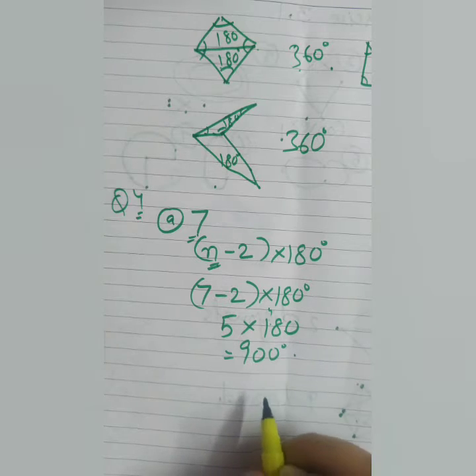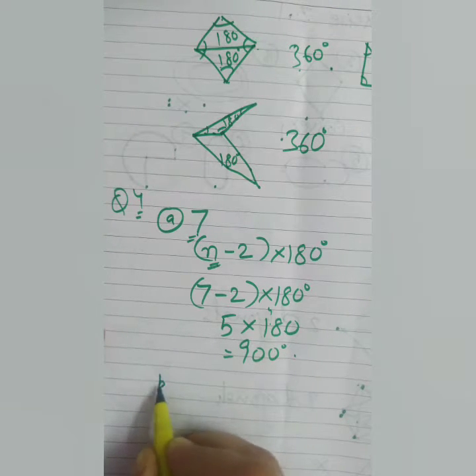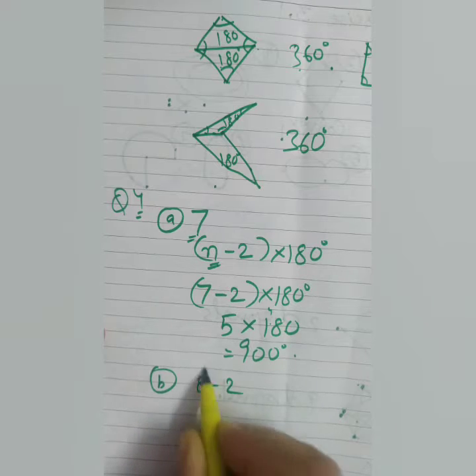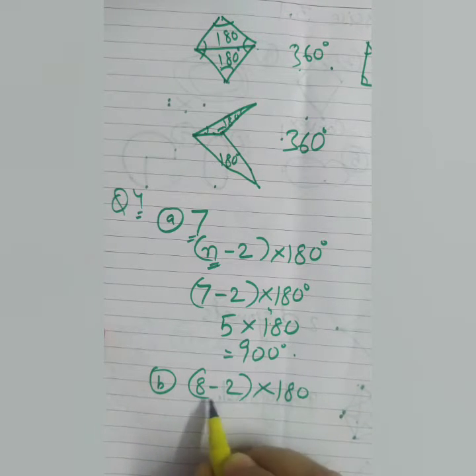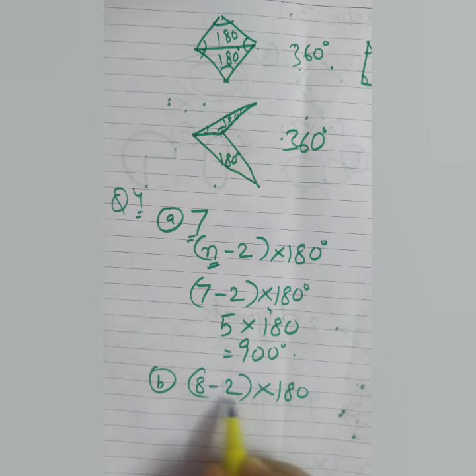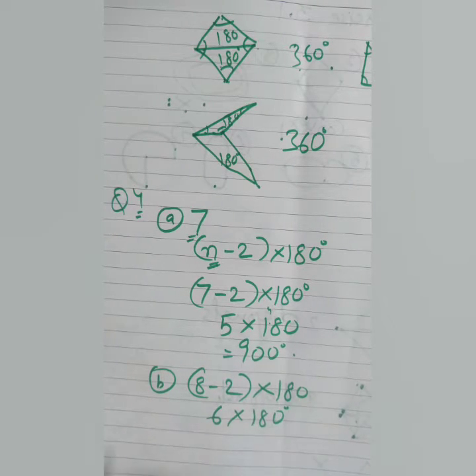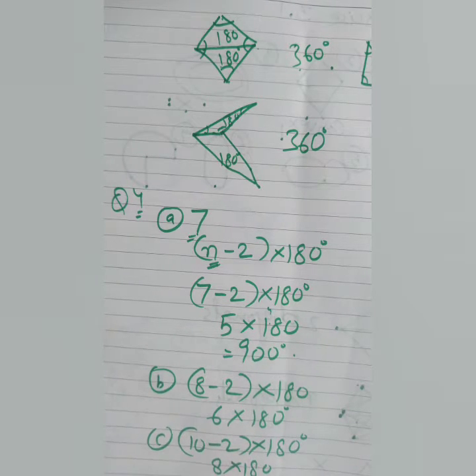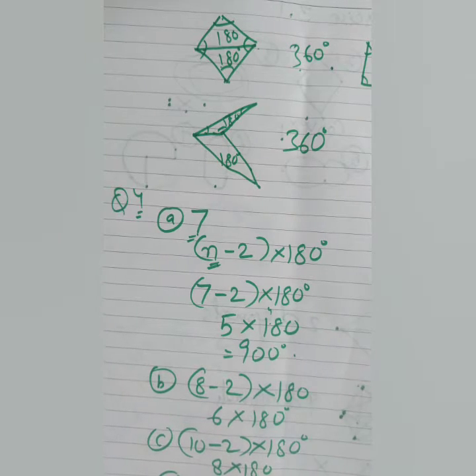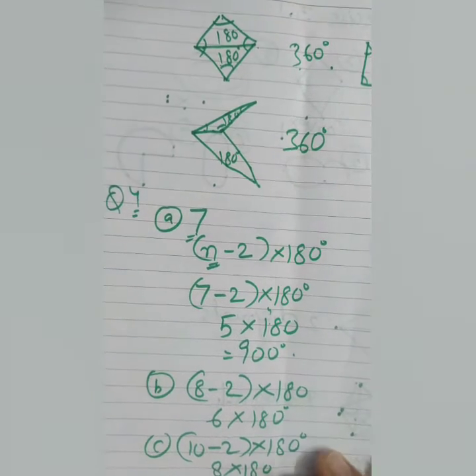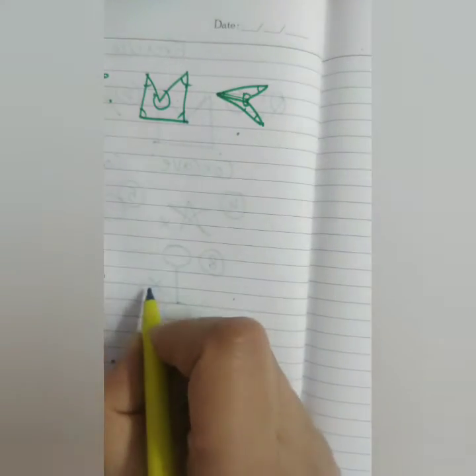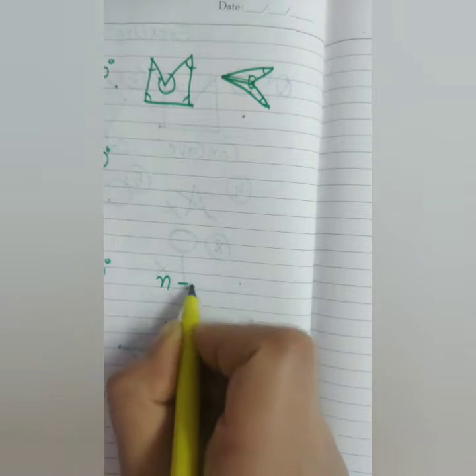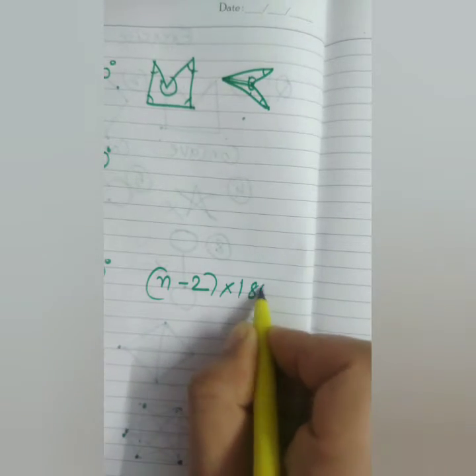Okay. Now 8. Again, I am not going to solve everything. I am just giving you a hint. What you have to do is, you have to do 180 into (8 minus 2). So it will become 6 into 180. You can solve it further. And C part says 10. So (10 minus 2) into 180 degrees. So it becomes 8 into 180 degrees. And D is n. Okay. D is n. So what we can write is, we can write it as (n minus 2) into 180 degrees.